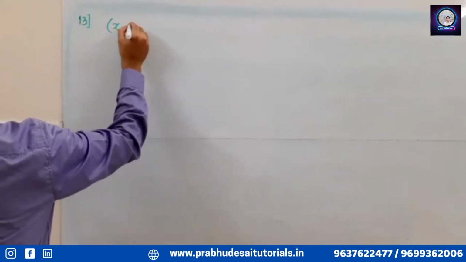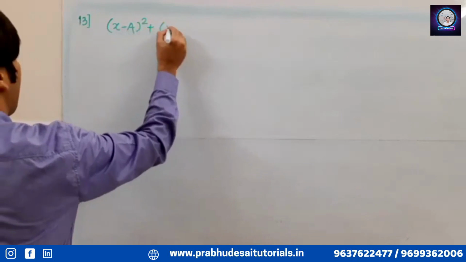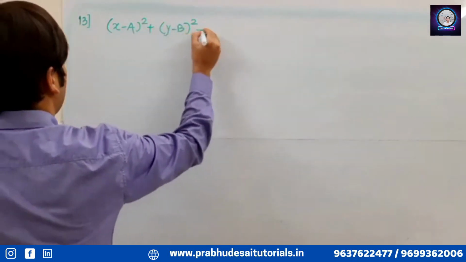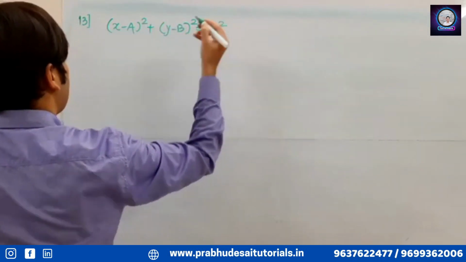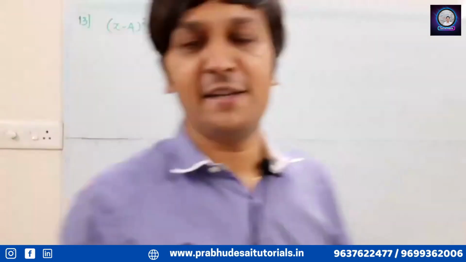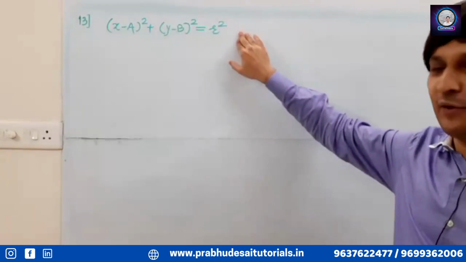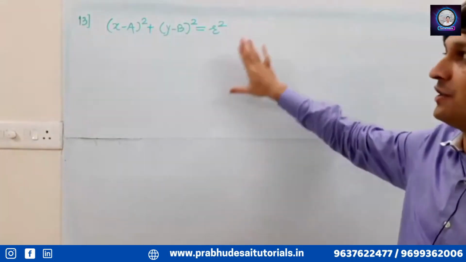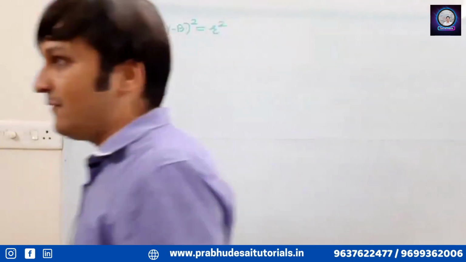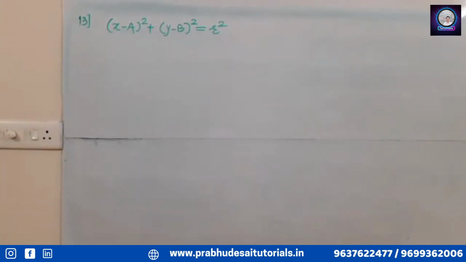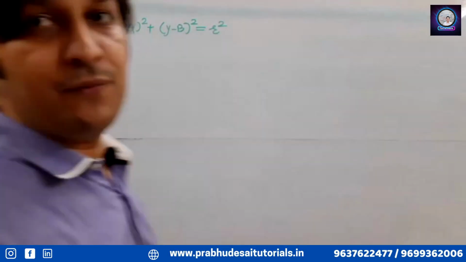It is (x minus a) whole square plus (y minus b) whole square is equal to r square. This is the center-radius form of the circle, or directly this equation will be given. Okay, any one question: tell me how many constants you find. That means I will specify how many arbitrary constants you will find here.